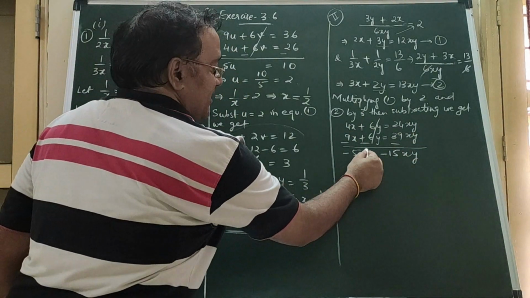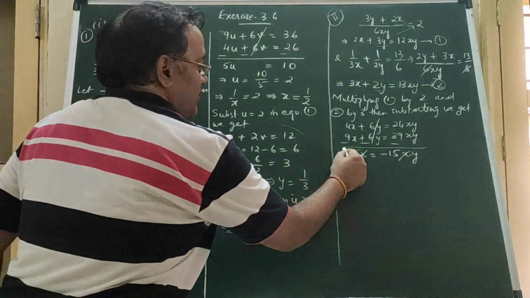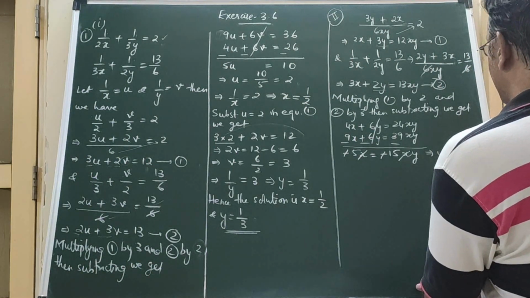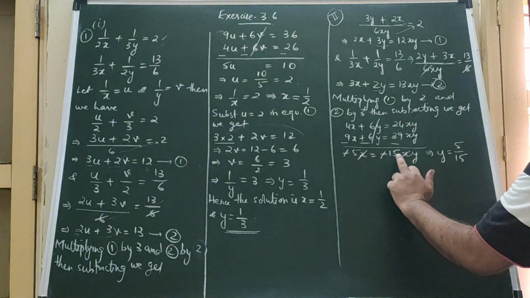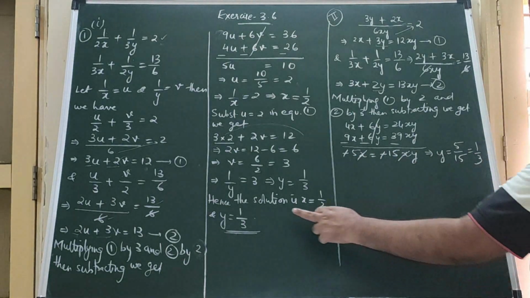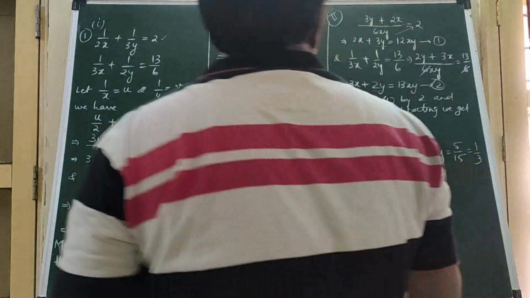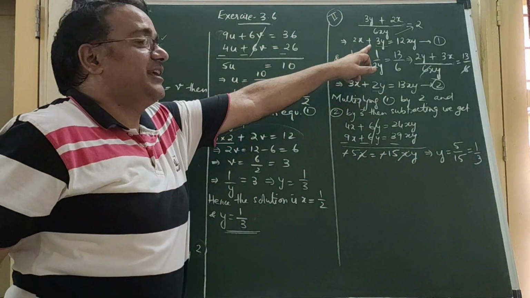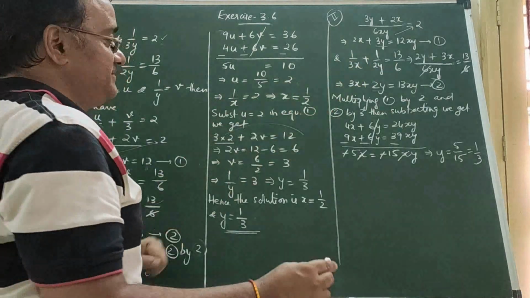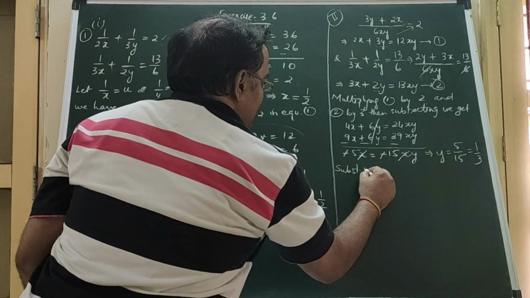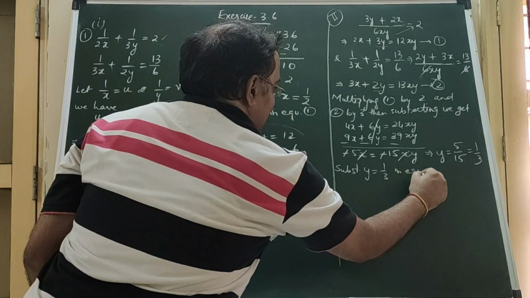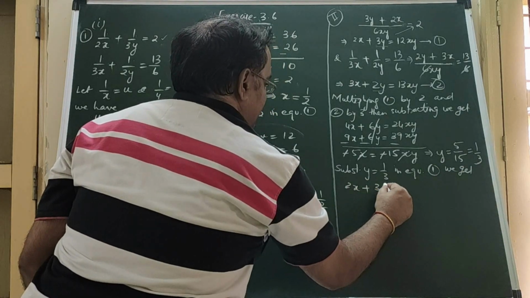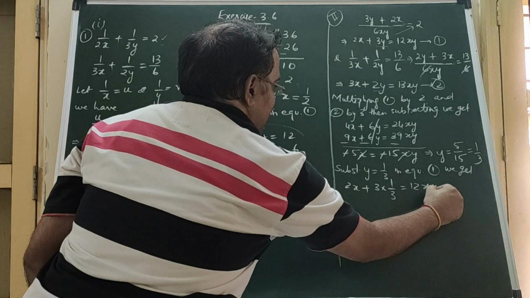See, यहाँ पे x और x cancel हो जाएगा, minus will cancel, and what we will get? We'll get y is equal to 5 by 15. Y is equal to 5 by 15, that is 1 by 3. यहाँ पर वही आंसर था 1 by 3. Okay. Now we'll substitute y is equal to 1 by 3 in first equation only. क्यों? क्योंकि 3 into y है. So substituting y is equal to 1 by 3 in equation 1, we get 2x plus 3 into 1 upon 3 is equal to 12x into 1 upon 3.